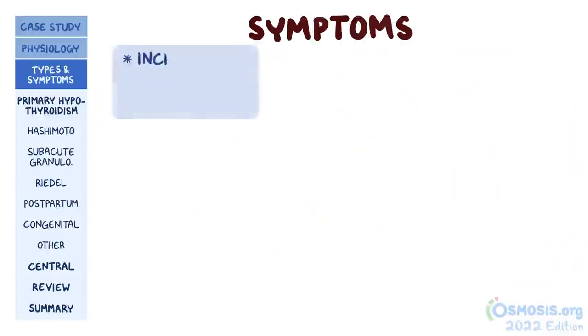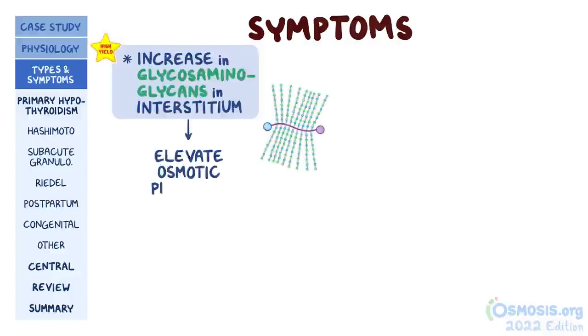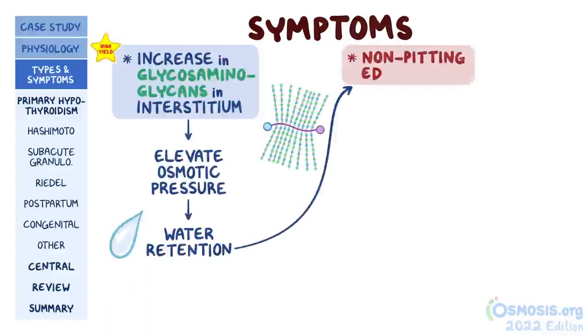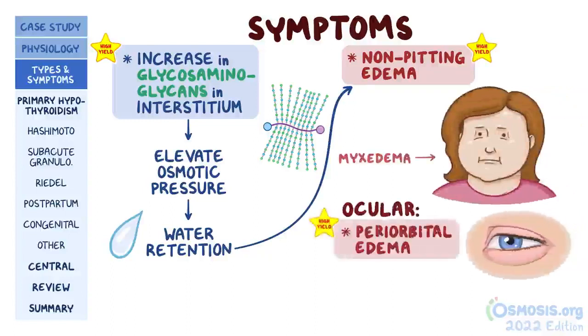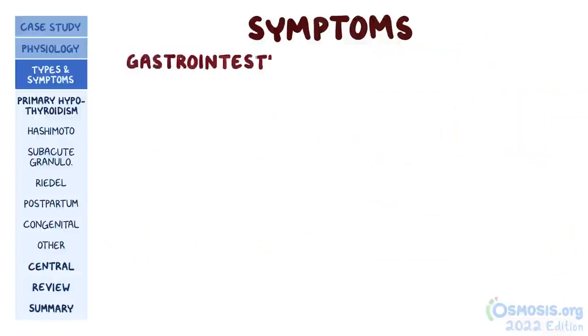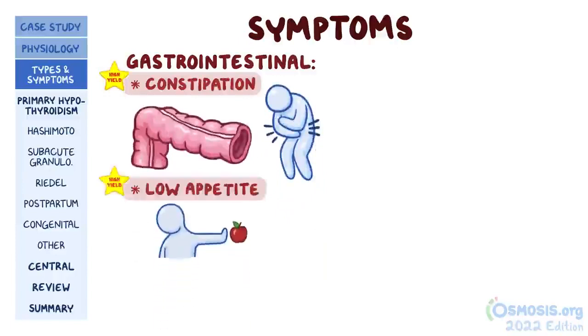Hypothyroidism leads to an increase in glycosaminoglycans in the interstitium, which can elevate the osmotic pressure, leading to water retention and eventually non-pitting edema. As a result, the individual has a puffy appearance, called myxedema. Ocular findings include periorbital edema. Gastrointestinal findings include constipation due to low GI motility, and there's also reduced appetite.